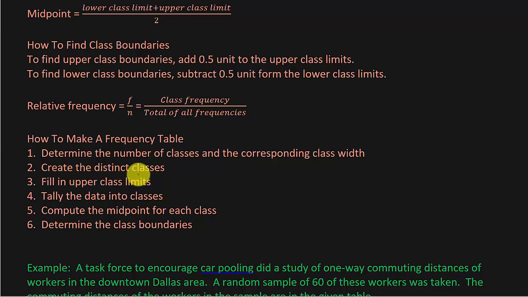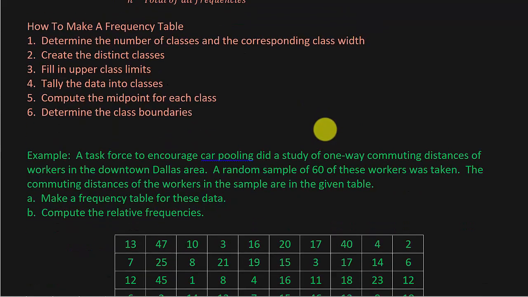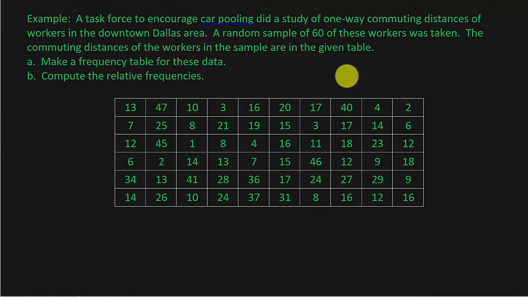And then you create the distinct classes, fill in upper class limits, tally the data into classes, compute the midpoint for each class, and determine the class boundaries. And we're going to do all that, and we've got two examples to do, frequency tables. All right, so let's look at this first example.